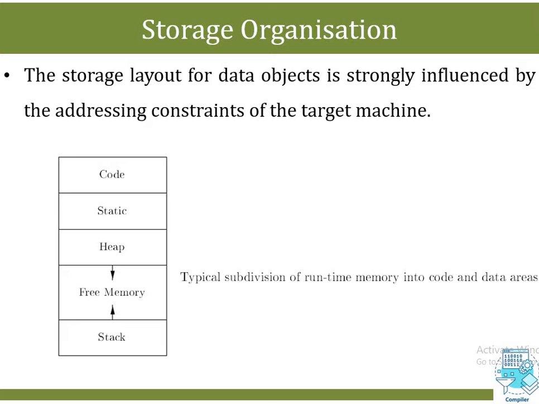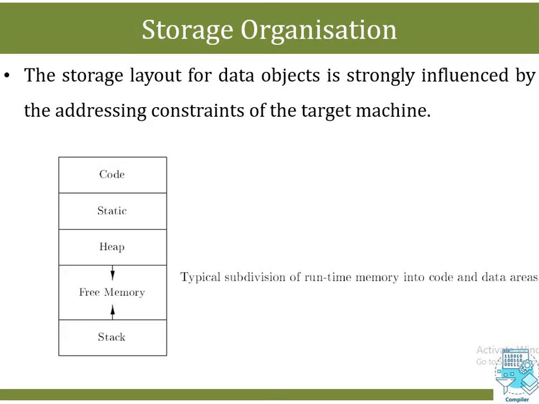Whenever a function gets called, or whenever a function is activated, information will be stored in the stack. That information will have details about the function that gets called, the local variables used in that function, and a lot more information about the function. That is what is called an activation record. So whenever a function gets called, an activation record will be placed in the stack.